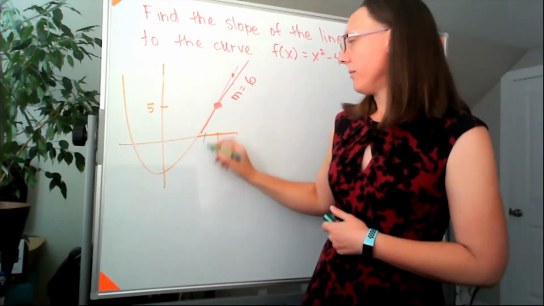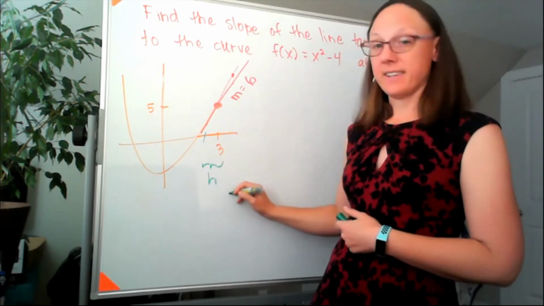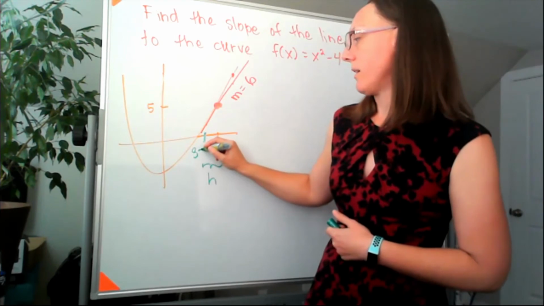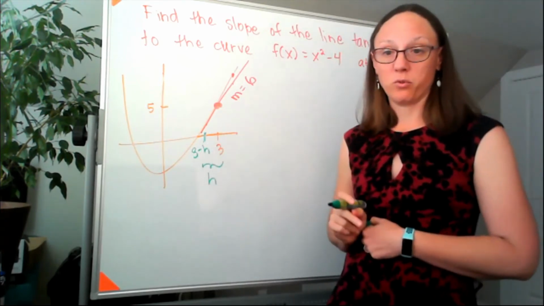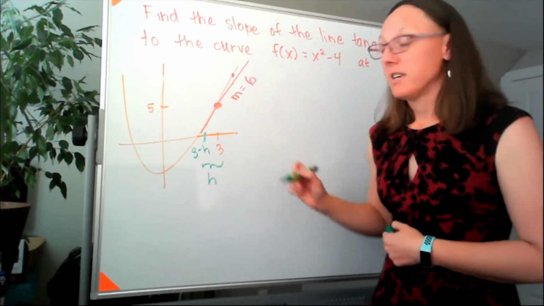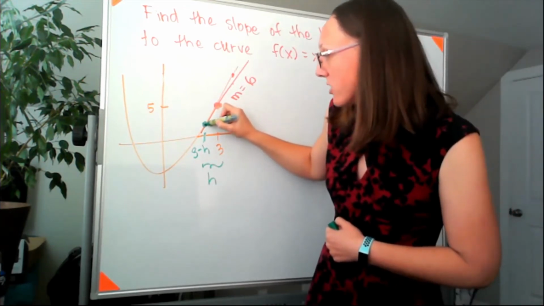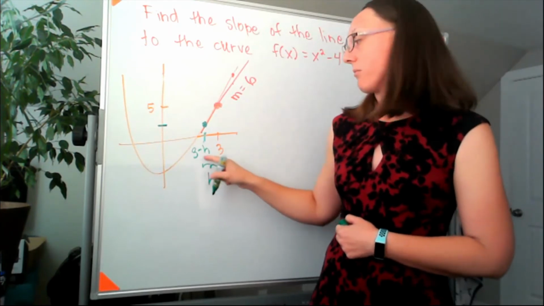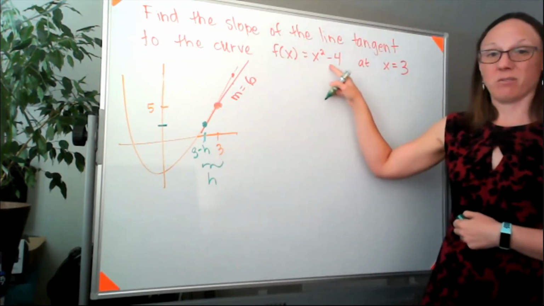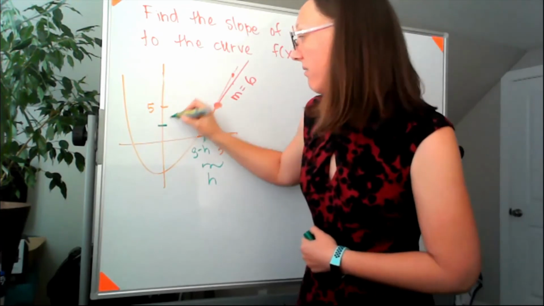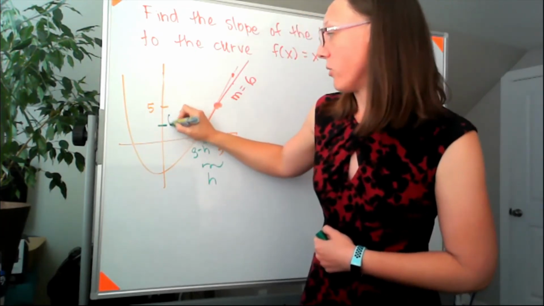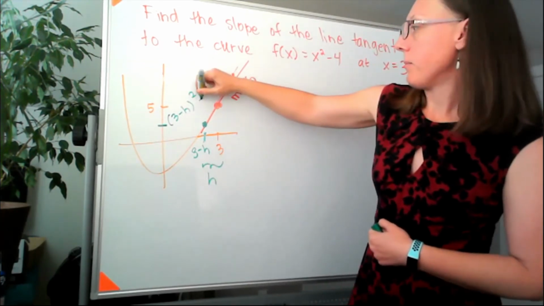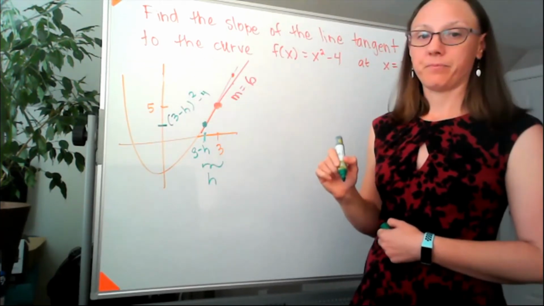Moved over here, again, that's a distance of h, but I could call this x value 3 minus h because we moved to the left. So if I did 3 minus h, then the y value on this graph would come from plugging in 3 minus h to the function. So now my y value would look like 3 minus h squared minus 4.